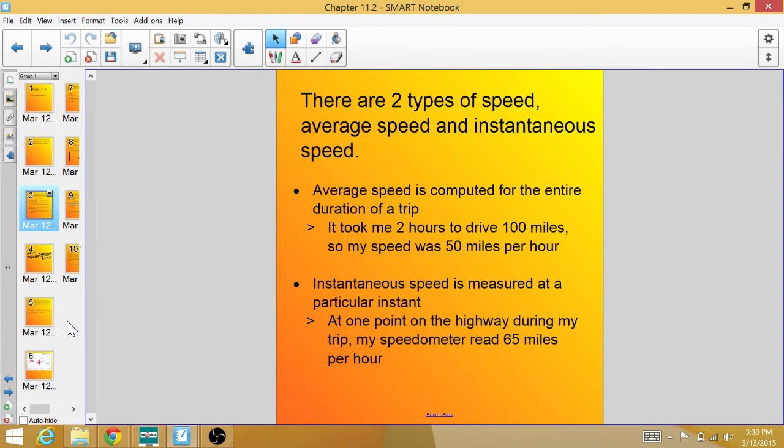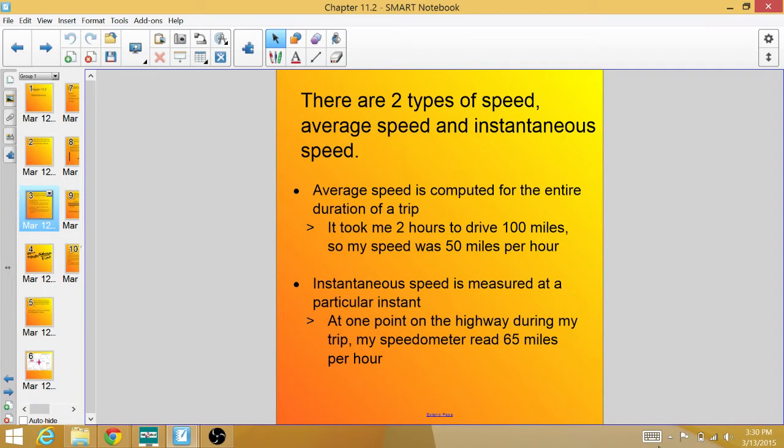And there are two types of speed. There's average speed and there's instantaneous speed. Average speed is computed for the entire duration of a trip from point A to point B. So it took me 2 hours to drive 100 miles, so my average speed was 50 miles per hour. I took the 100 miles, my distance, divided by my time of 2 hours, and I got 50 miles per hour.